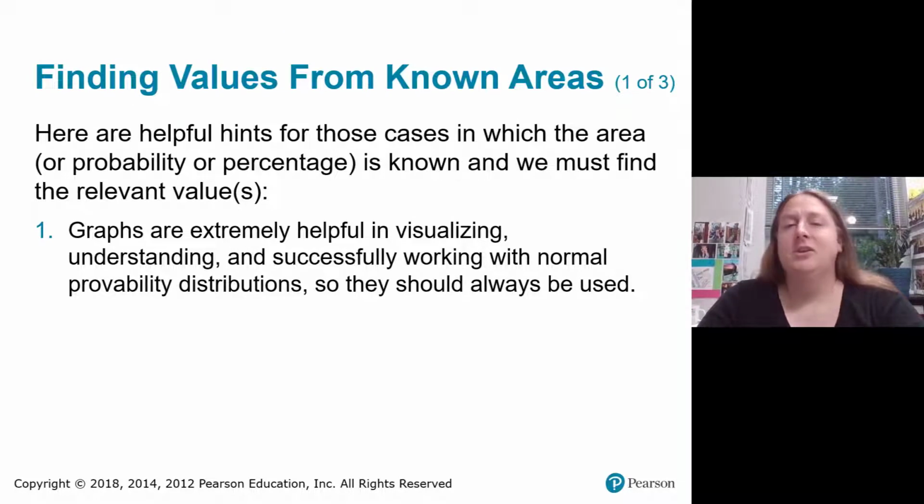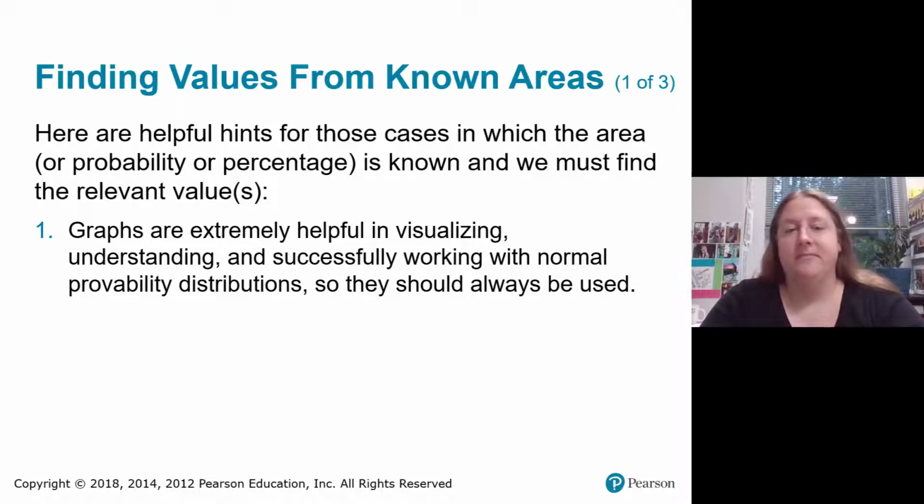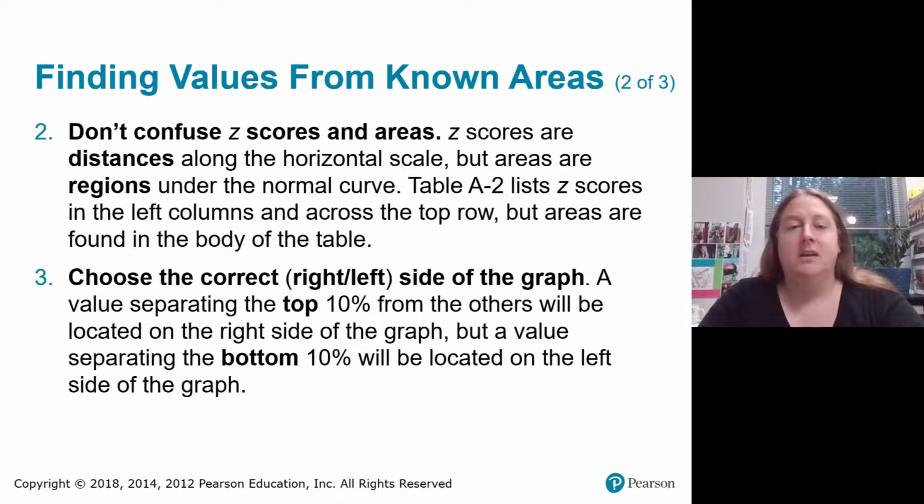All right, so just like we had before with our standard normal distribution, we also sometimes in the real world know areas, and we want to find the x values that go with them. So again, looking at graphs can be incredibly helpful. Sketching a graph is always a great idea, and labeling the area that you're looking at and whether you know it's greater than or less than is always a good idea.